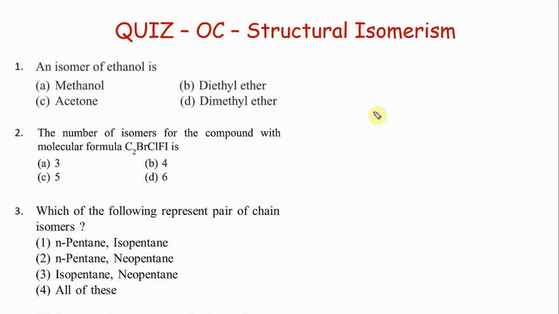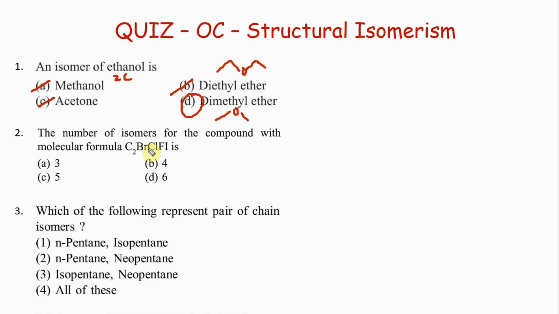An isomer of ethanol is, now very simple. This is a NEET level question, and the weightage for such questions is very low because it's too easy. The best way to do this is don't draw anything. Ethanol means 2 carbons. Methanol is 1 carbon, acetone is 3 carbon, diethyl ether has 4 carbons, so right there dimethyl ether, that's your answer. Too simple.